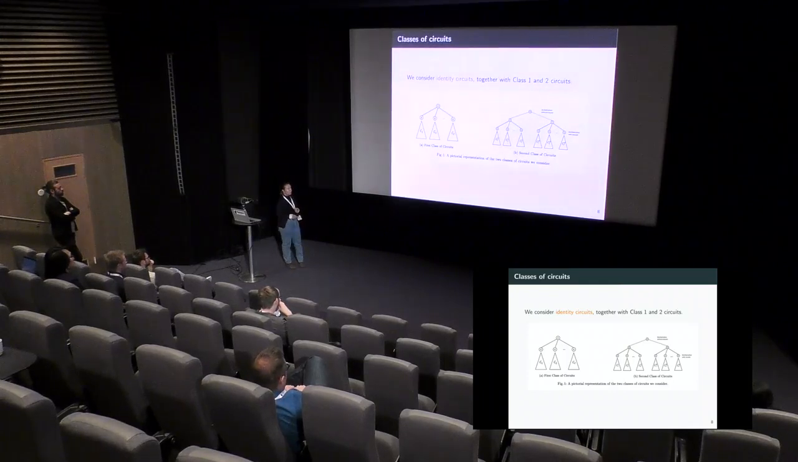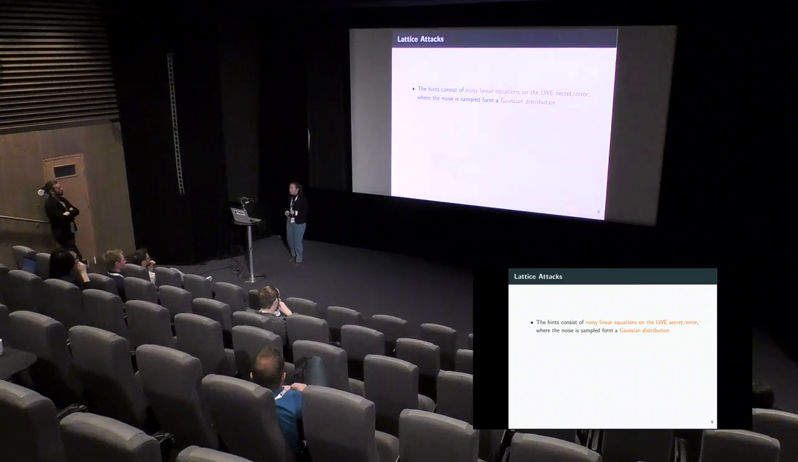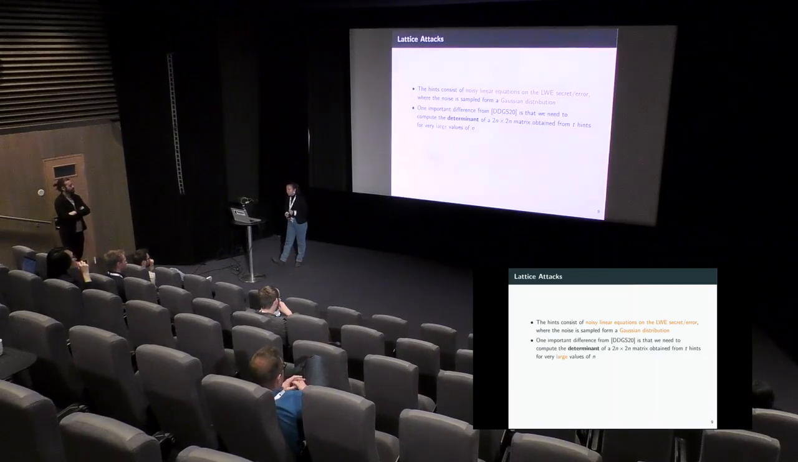Okay, essentially here we're going to consider quadratic hints on the secret key, whereas here we only really consider linear hints on the secret key. So as I said, the hints consist of noisy linear equations on the LWE secret error vector, where the noise is sampled from a Gaussian distribution.